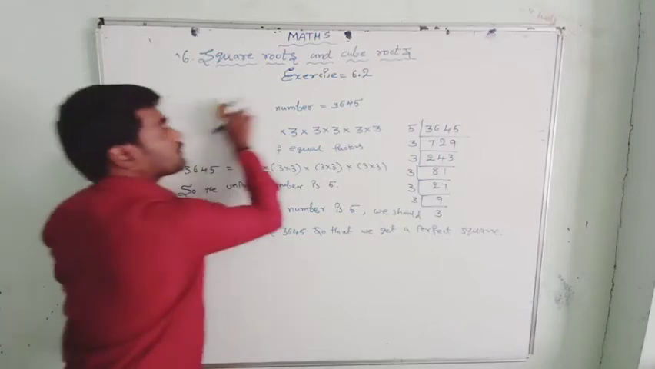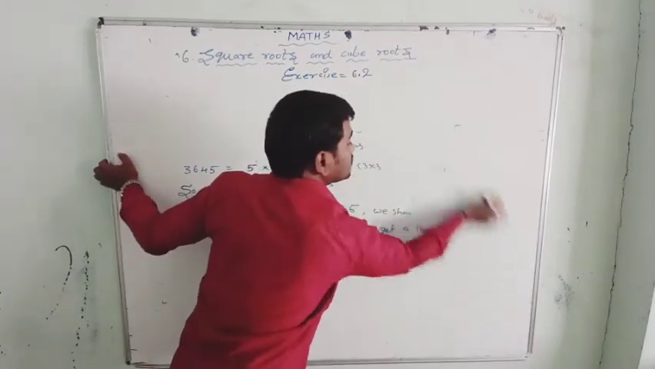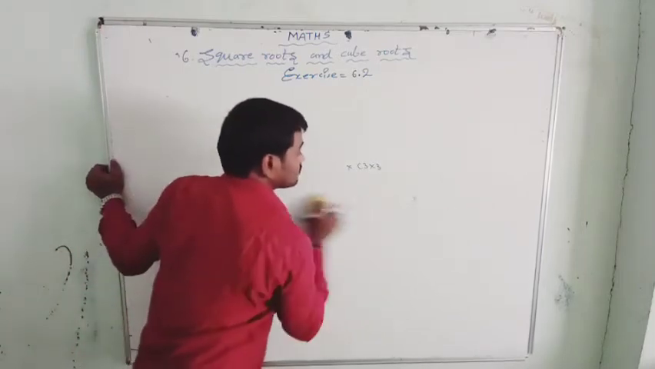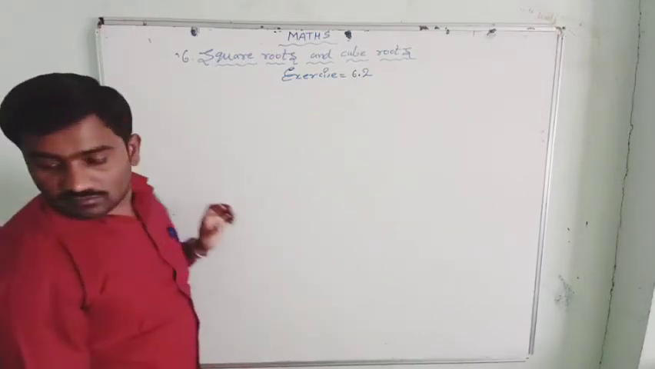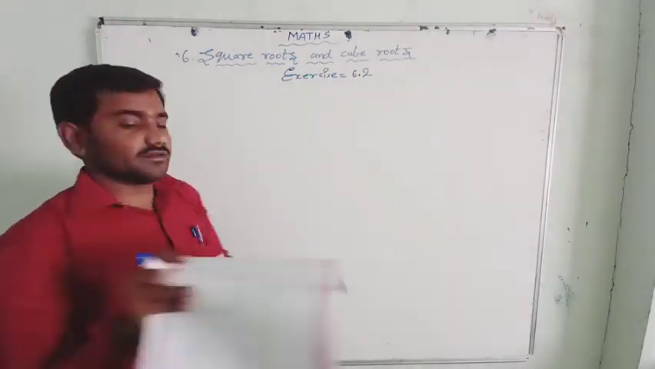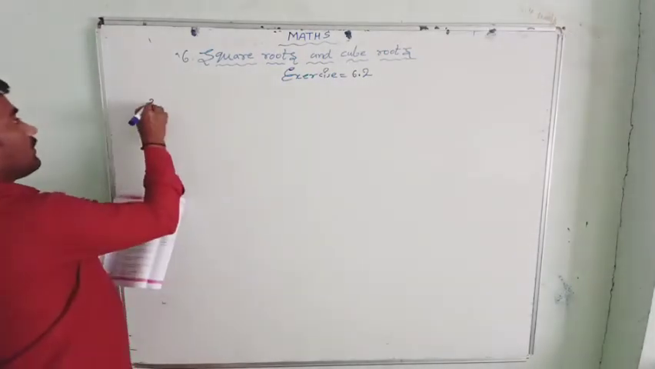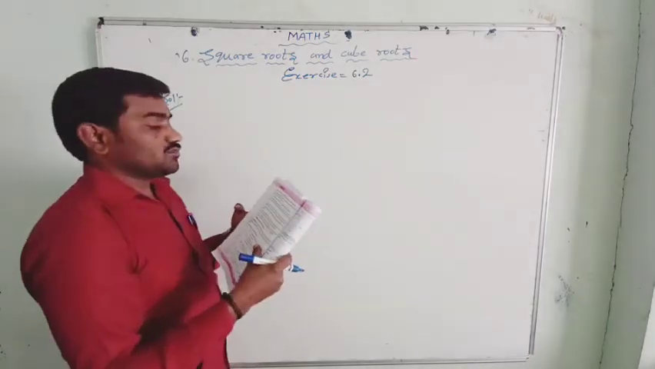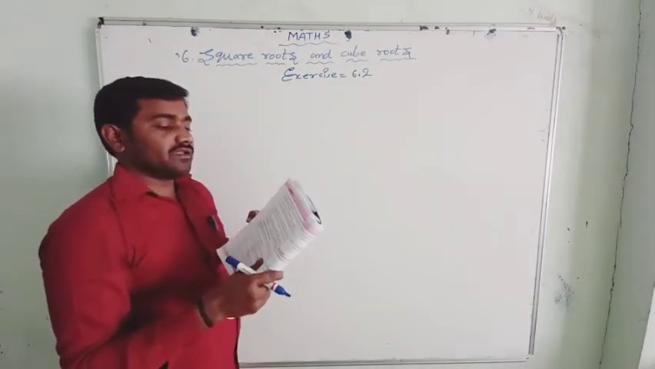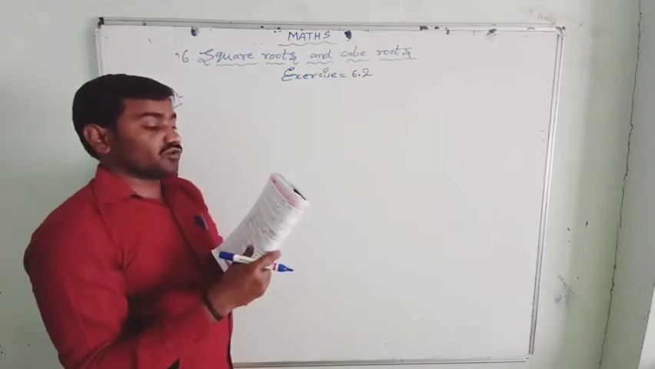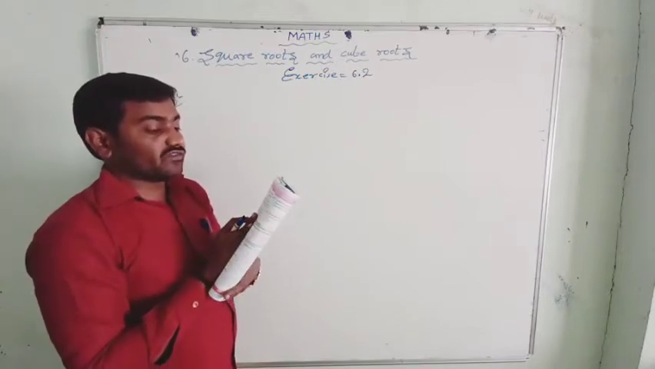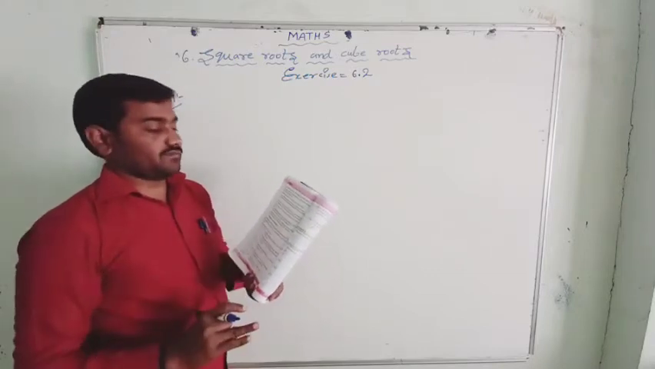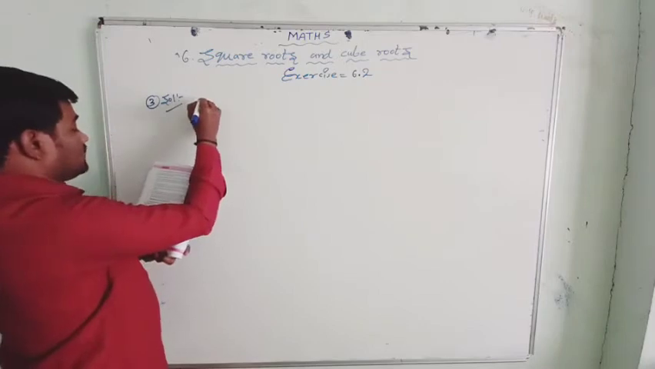So let us see the next question. Question number 3. The smallest number by which 2400 is to be multiplied to get a perfect square, and also find the square root of the resulting number. So it is also similar to the second question.